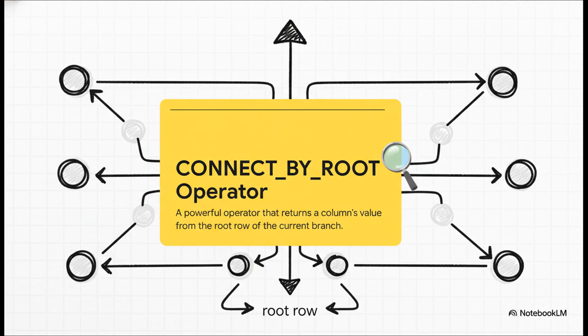It lets any row in your result set instantly reach up to the very top of its own tree and grab a value. So no matter how many layers deep an employee is, you can instantly find out who their ultimate top-level manager is for that particular branch.